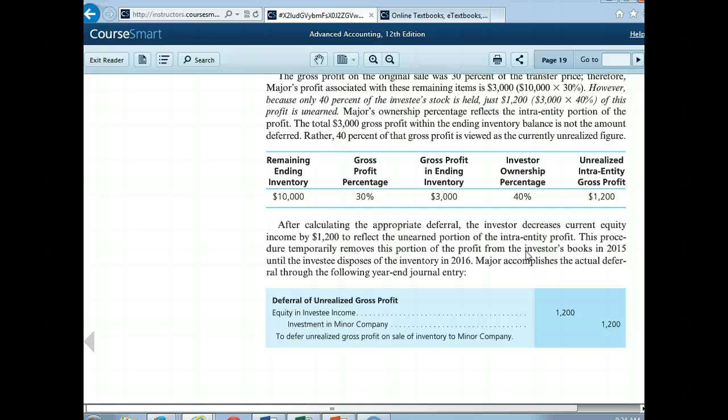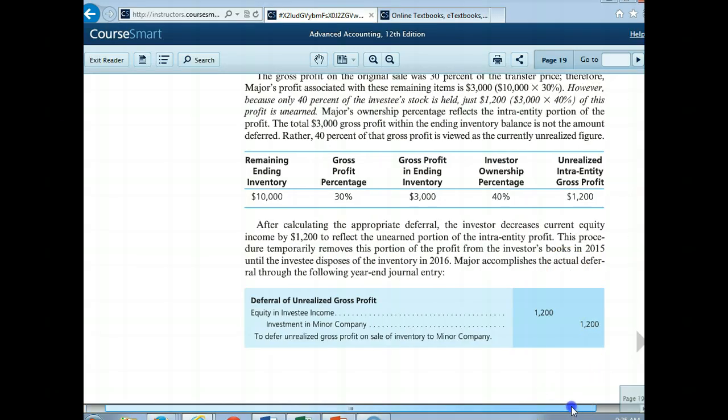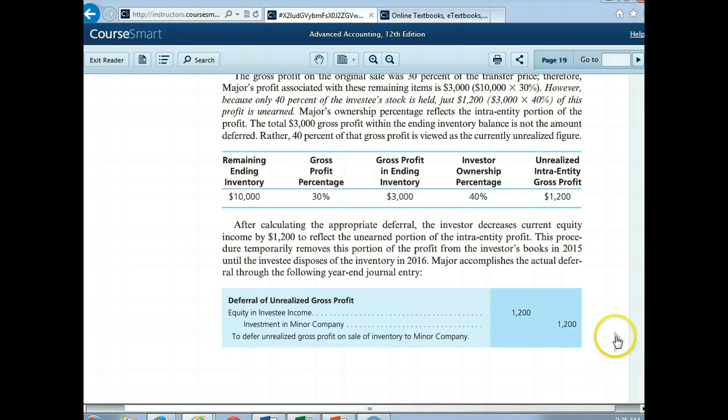subsidiary, they're going to need to show on the parent books a debit, reducing that equity section in the stockholders section of that $1,200 because it truly hasn't been earned yet. And then we'll credit the investment because we're basically taking away those earnings. We're reducing the asset of the investment account. That's because the earning process has not been completed in full.